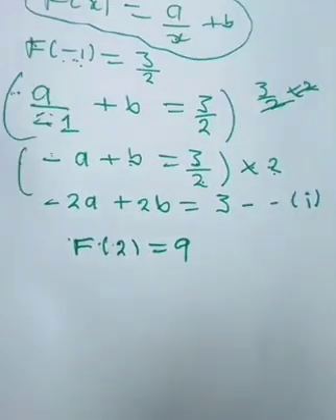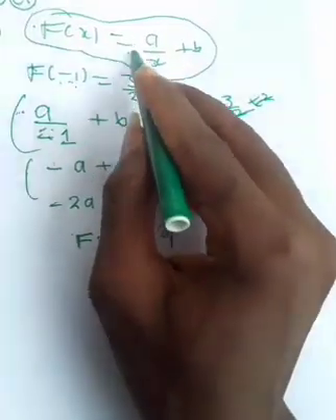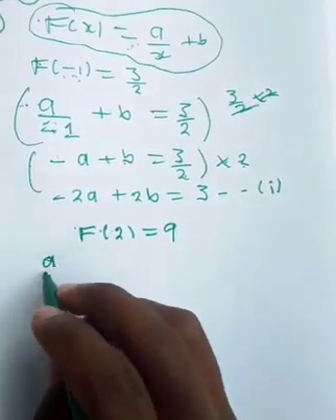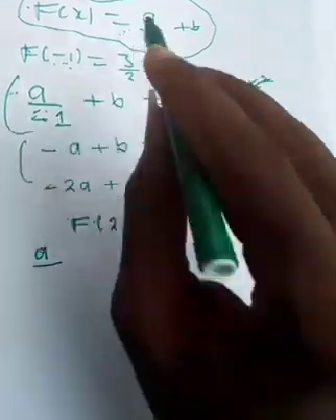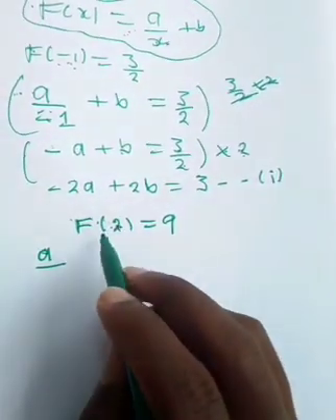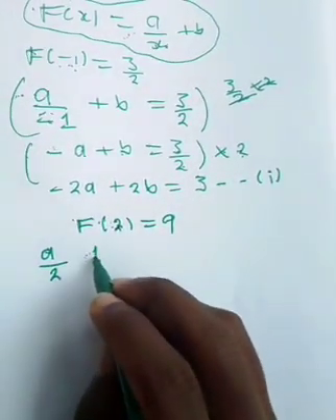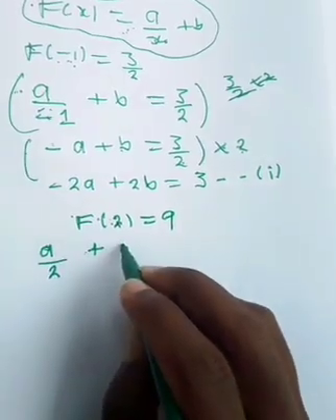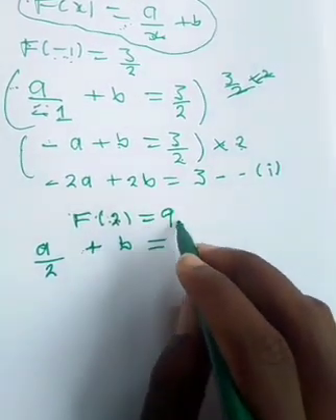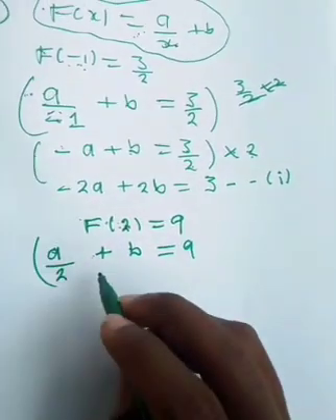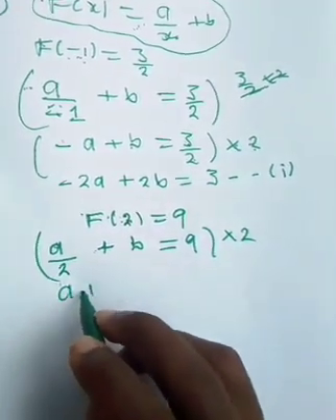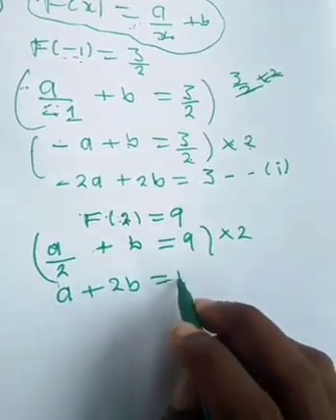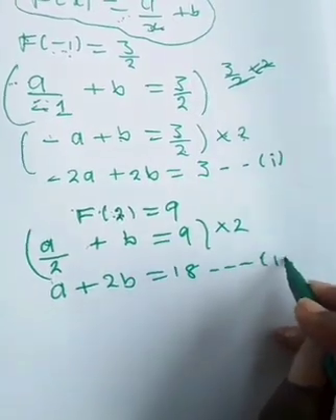Okay, so I'll get this initial function here. I'll say a over, since it is f of 2, where this x is, I'm going to put what is here, which is 2. So I'll put 2 plus b is equal to 9. Multiply through by 2. So it's going to be a plus 2b is equal to 18. This will be our second equation.